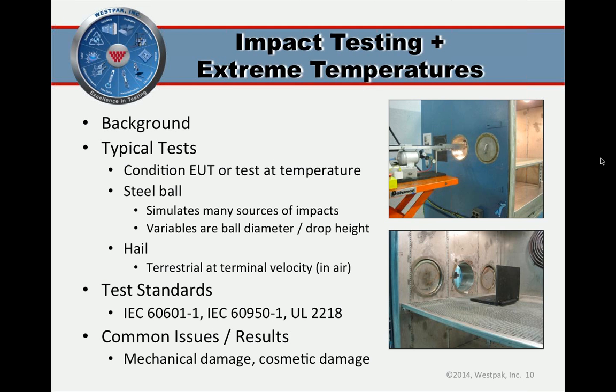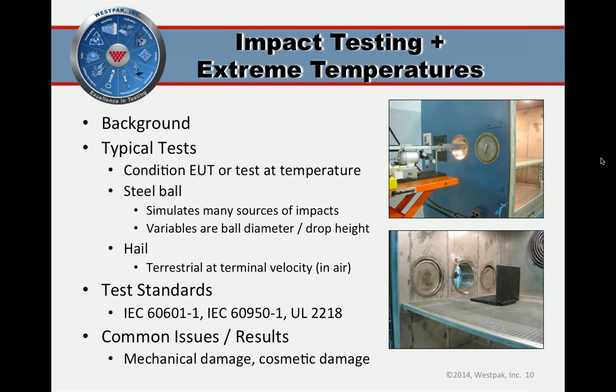Typically, this is done at room temperature, but as we can all easily envision, at extreme temperatures, mainly cold, you may have different or unique failure modes. Typically, there are two ways to do this. Either you condition the EUT to the cold temperature, quickly remove it from a temperature chamber, and test it, or occasionally you'll test at the extreme temperatures. This is preferential, but kind of hard to do.